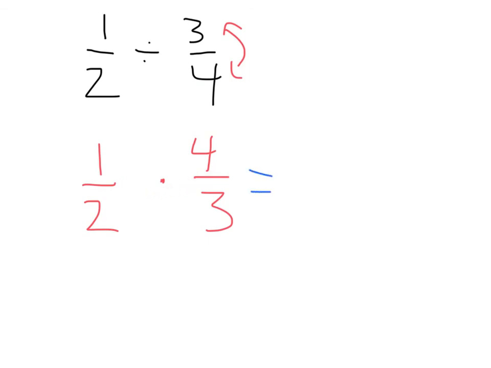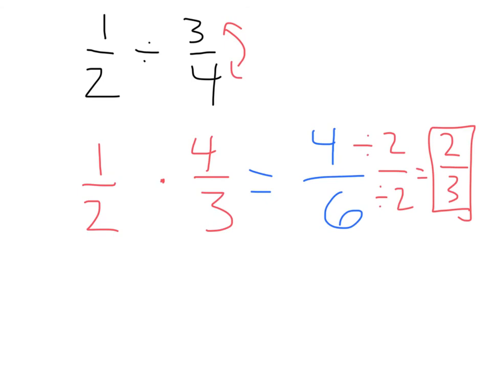That's going to give us an answer of 4 over 6. Again, we check for simplification. I know that 4 and 6 both have a 2 in common, so I'm going to divide the top by 2, divide the bottom by 2, and that's going to give me an answer of 2/3.